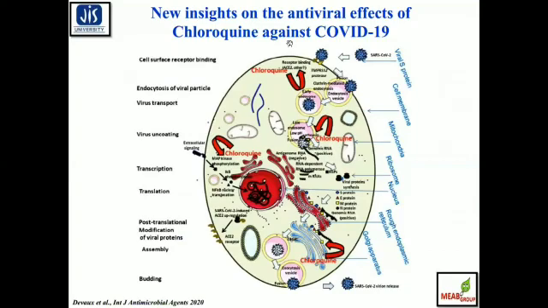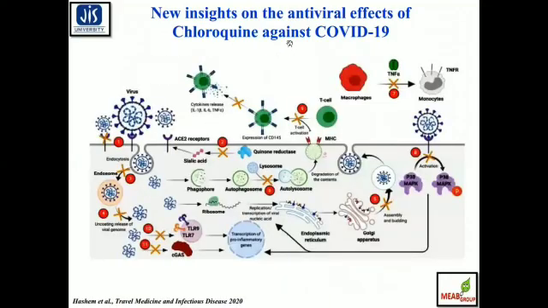It can interfere with the viral transcription, translation, including post-translational modification of the viral proteins, followed by the assembly and budding of the complete virion particle of COVID-19. So this is a nice molecular mechanism of the antiviral effect of chloroquine, how it actually works against COVID-19.